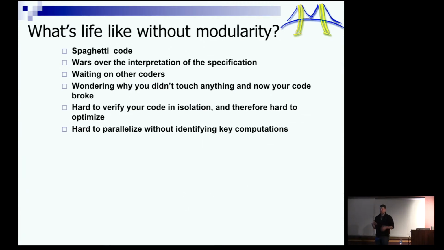And it's hard to write unit tests. Unit tests are kind of uniformly a good idea, but you can't do that without modularity. And finally, it's hard to parallelize, because if it's a huge chunk of code and you haven't identified key computations, there's a matrix multiply stuck in there somewhere, but you don't know where, then how are you going to optimize this?